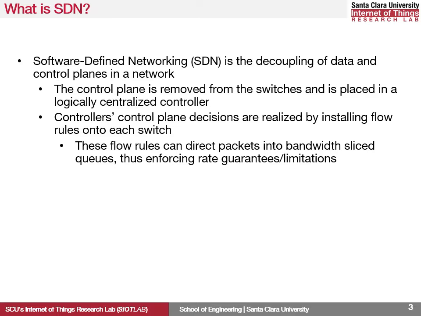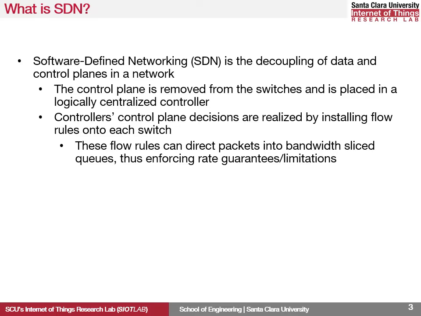First, a little bit of background about software-defined networking. Software-defined networking is a network architecture that decouples the data and control planes in a network and places the control plane in a logically centralized controller. Instead of each device making its own packet routing decisions using traditional routing protocols, such as OSPF or BGP, the routing decisions are now delegated to a logically centralized controller, which can then configure each switch according to its global view of the network. This is done by installing flow rules onto each switch.